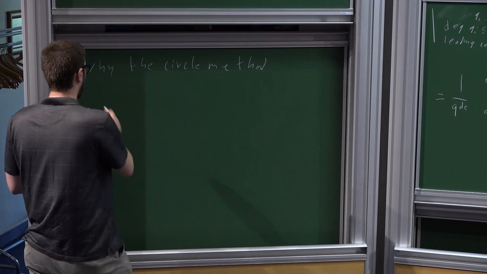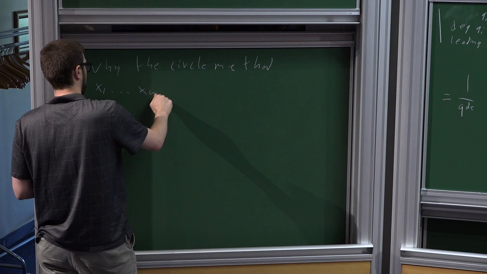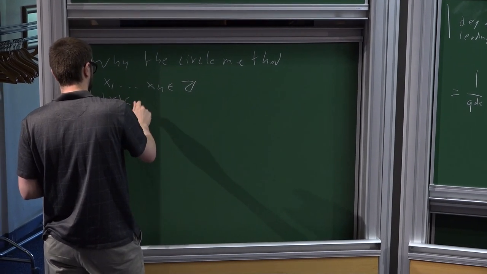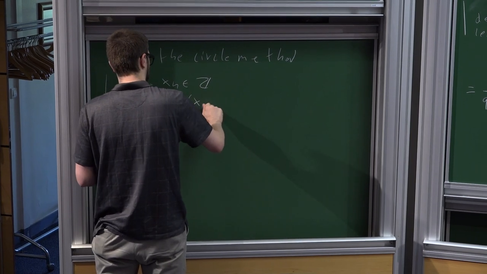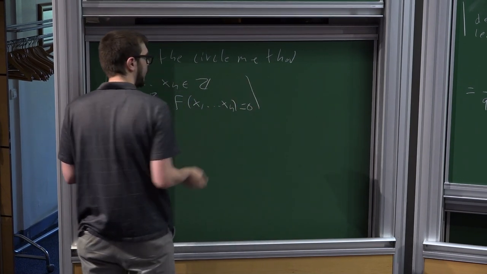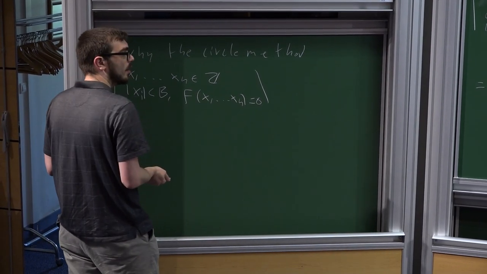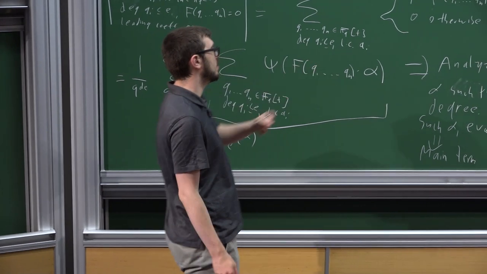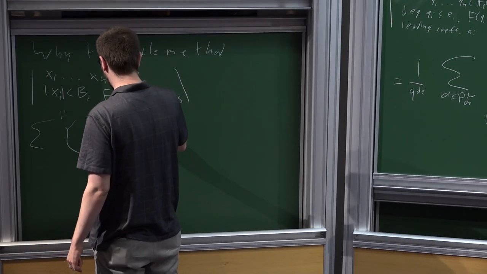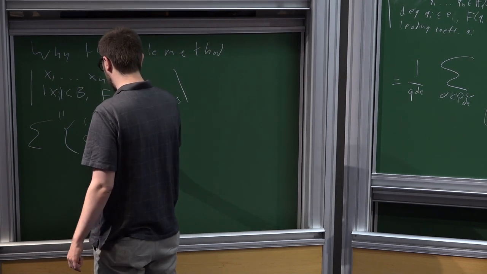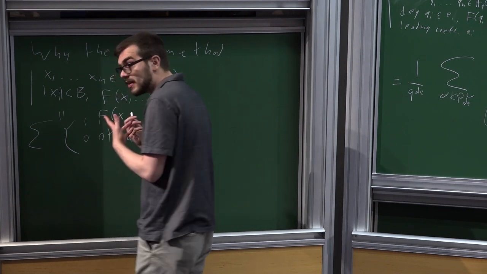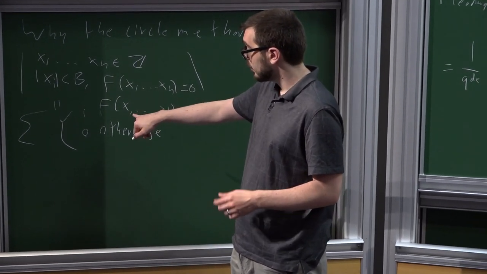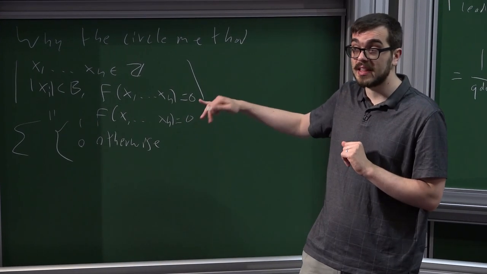Well, this was developed over the integers, where you'd be counting problems like x1 through xn in Z, absolute value of xi is at most some bound b, f of x1 through xn is equal to 0. And so you'd end up with some sum where now the key term, the complicated function you're trying to sum, is 1 if f of x1 through xn is 0, and 0 otherwise. But now the equation is over the integers. We're trying to check something is 0 over the integers.